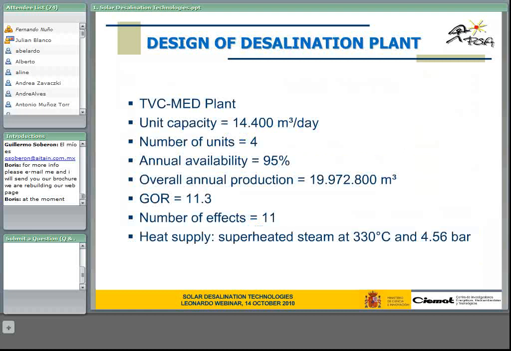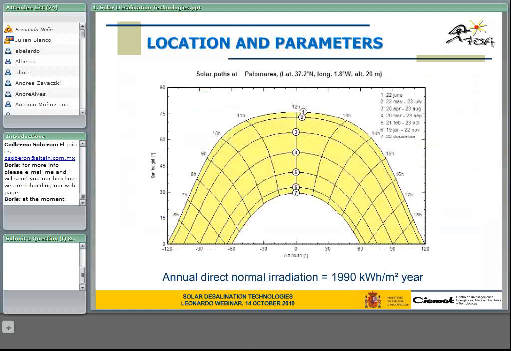of desalted water. The GOR of this plant, typically considering the thermocompressor, we are designing to consider taking from one existing system, 11.3, and we are going to consider that the MED will have about 11 effects. And the heat supply, we are going to feed with superheated steam, about 330 Celsius and 4.56 bar, just to the thermocompressors. So the idea is to design a solar system to provide this steam.